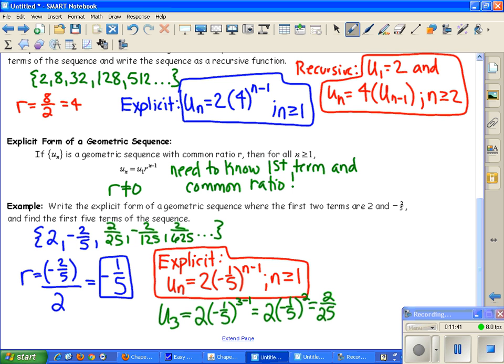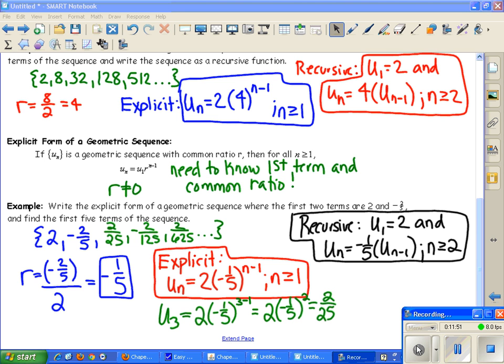So now I want to go ahead and figure out the recursive form, even though it didn't ask for that, just so that we can see. The recursive form would be this: u sub 1 would be equal to 2, and to get to the nth term, you would take your common ratio, negative 1/5, times your previous term, u sub n minus 1, for all n greater than or equal to 2. And of course, to use a recursive formula, you'd have to find all the preceding terms up to the term that you wanted to find, and then you can find your answer.